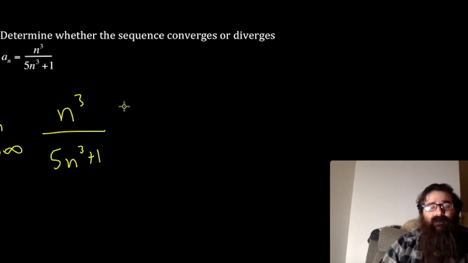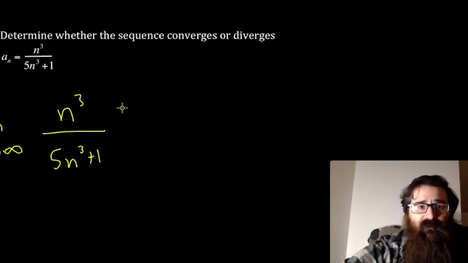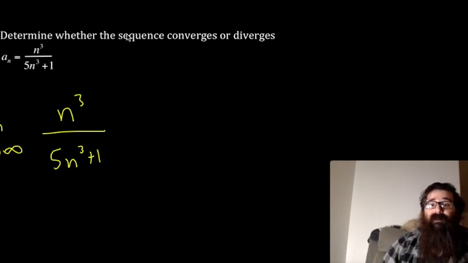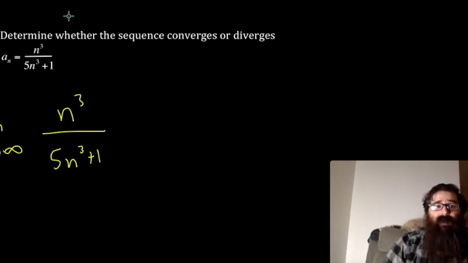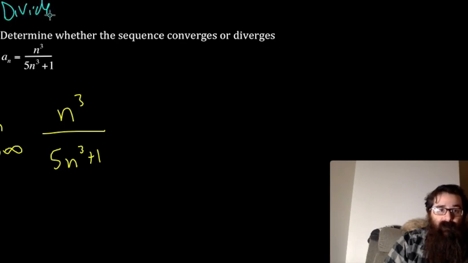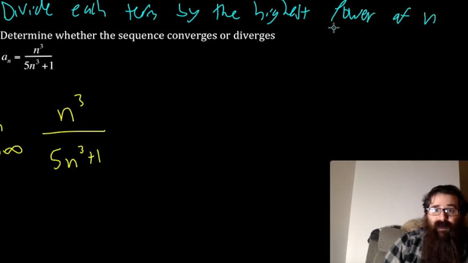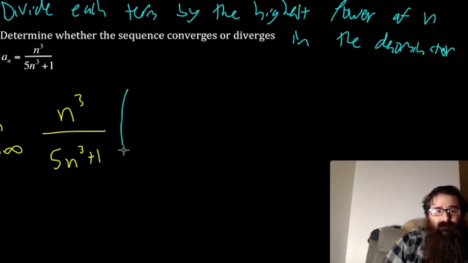I think one of the nicest tricks to work with, or my favorite trick, and we get a lot of good mileage out of this, would be: divide each term by the highest power of n in the denominator. And how this would look before we apply that actual trick is, what I'm really saying is, okay, the highest power of n in the denominator is n cubed.